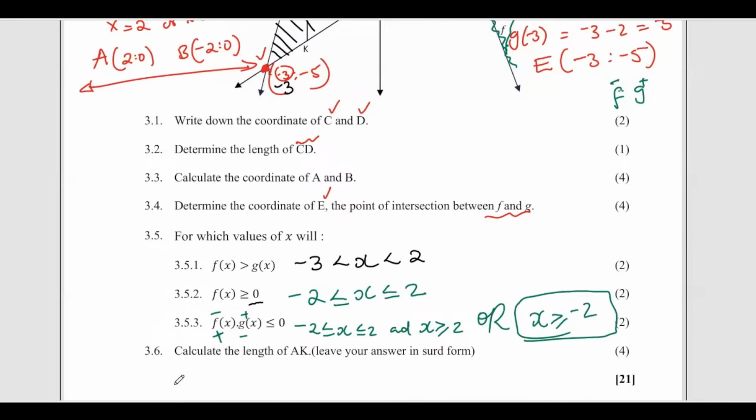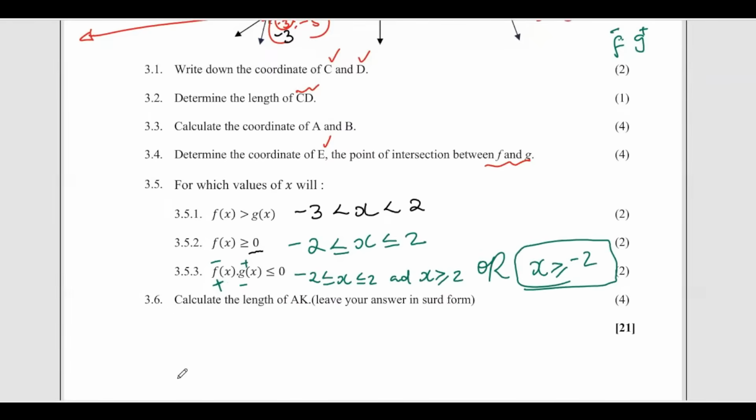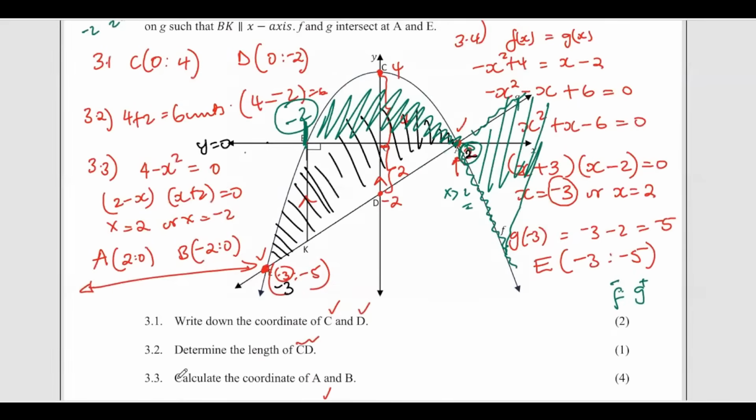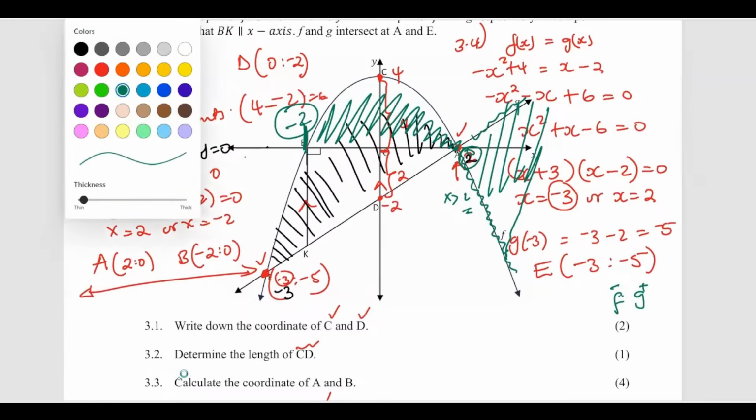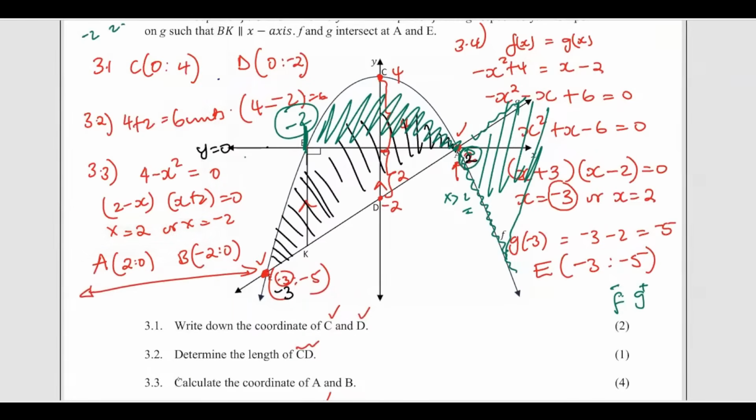All right, then 3.6, they want us to get the length of AK. Where is A, where is K? So for AK, why are they asking us this? Because I feel like we're going to need some bit of distance formula or Pythagoras. So we say this is 2 and 0. We got this as negative 2 and 0. We only need to get the coordinates of K.